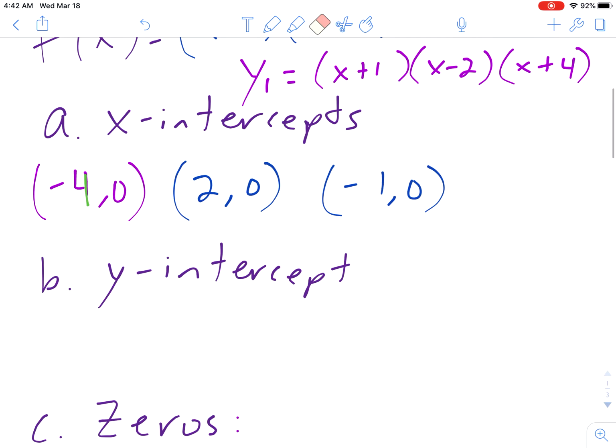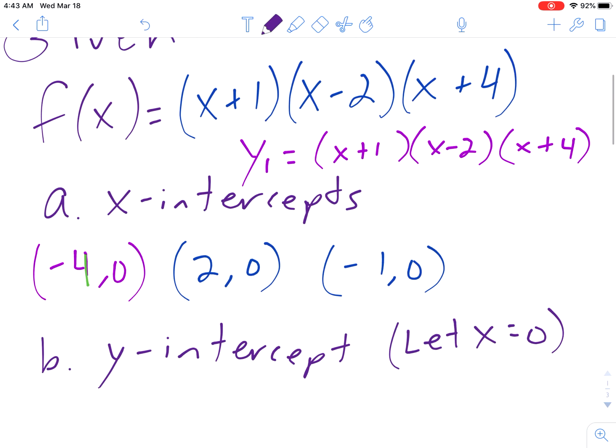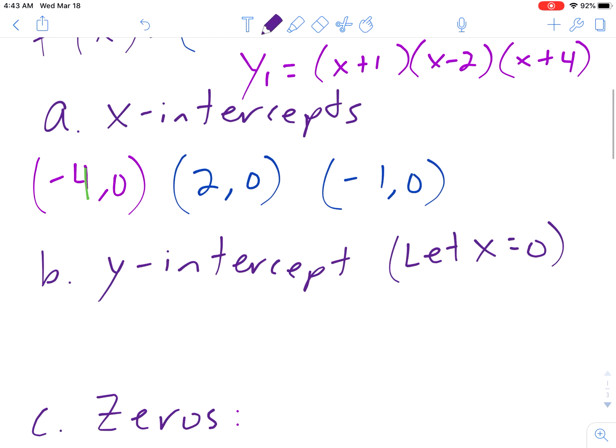The y-intercept is more difficult. Your calculator is not going to help you too much with that. Remember, you have to let x equal 0. So we have to do some work for this one. If I let x equal 0, I'm talking about putting 0 into the original expression.